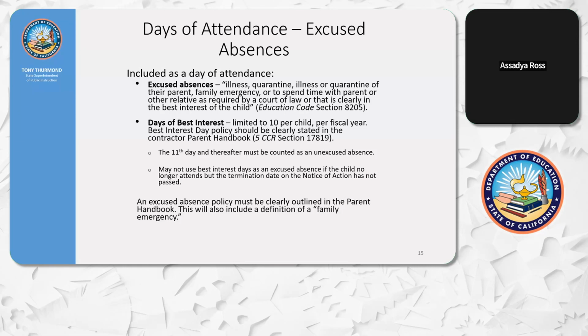Best interest days may not be used as an excused absence if the child no longer attends the program, but the termination date on the notice of action has not passed. For example, if a child stops attending the program in mid-May, and there is no contact until early June when the parent reaches out to say that they are withdrawing their child and the child is not coming back, the contractor cannot go back and claim the days from the time that the child stopped attending in mid-May and apply best interest days to those days where the child's absences were unexcused.